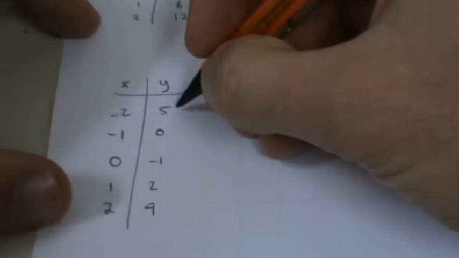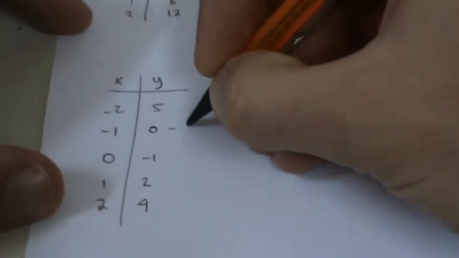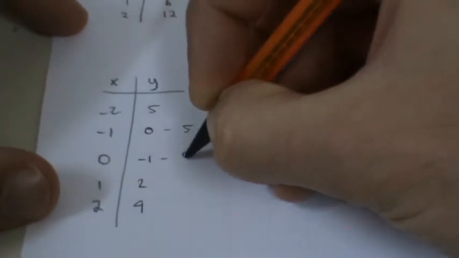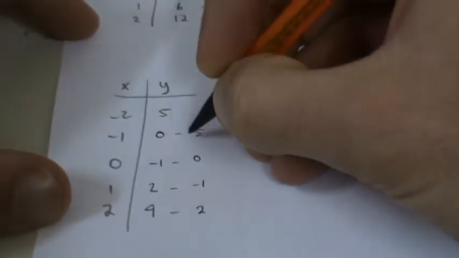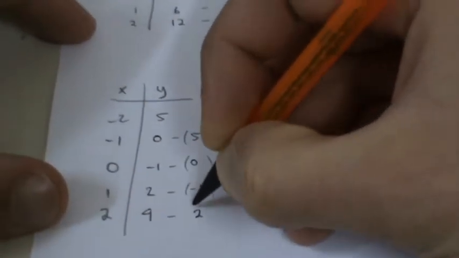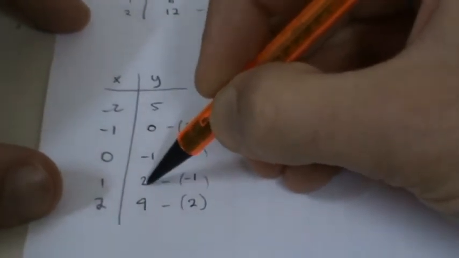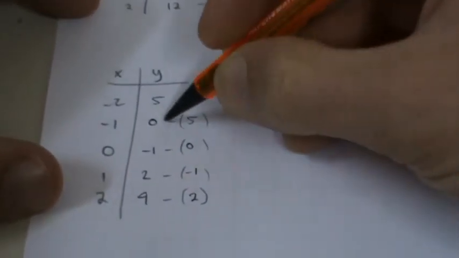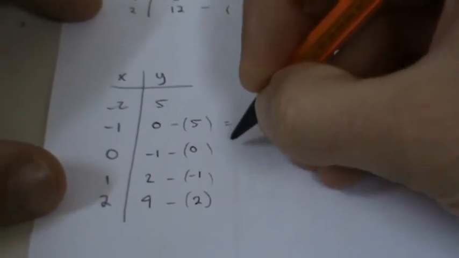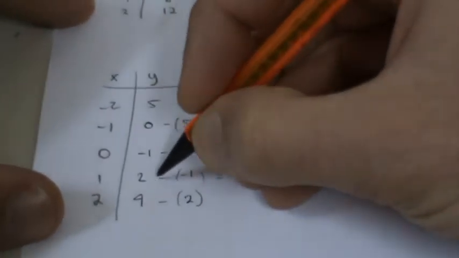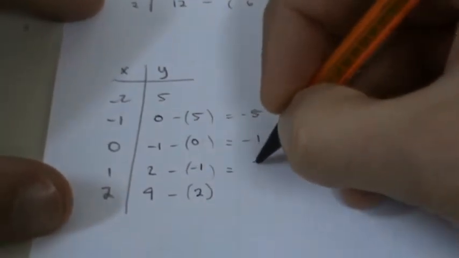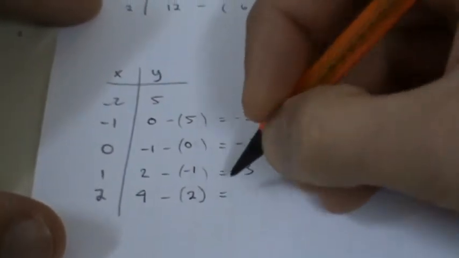Okay, let's look at the other one here and see why this one is not exponential. So I will again perform the first differences. Subtract 5, subtract 0, subtract a -1, subtract a 2. Okay, looks good. So this is a -5. This is a -1. This is a 2 plus this is a 3. And this is a 2.